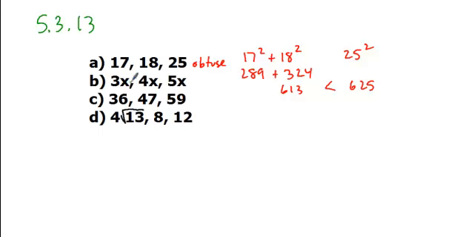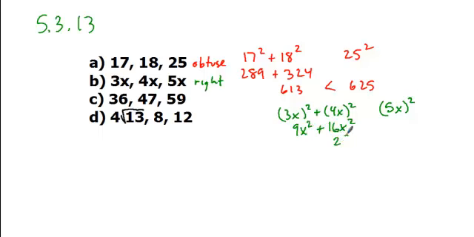The next set of values, we have a 3x, 4x, and 5x. That is a common triple. So right away you should recognize that this is a right triangle. If I want to confirm this, I get 3x squared plus 4x squared and compare that to 5x squared. So this gives me 9x squared plus 16x squared, or 25x squared, compared to 25x squared. They are equal, so it confirms that I have a right triangle.